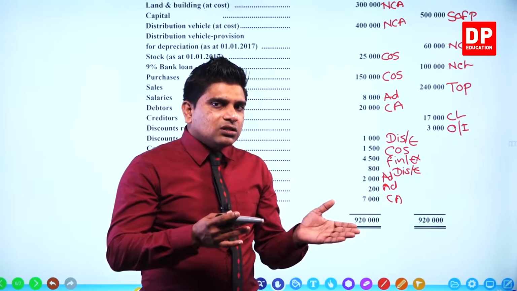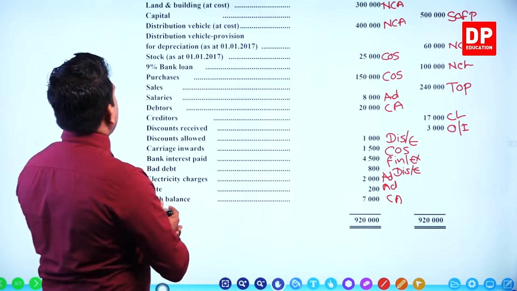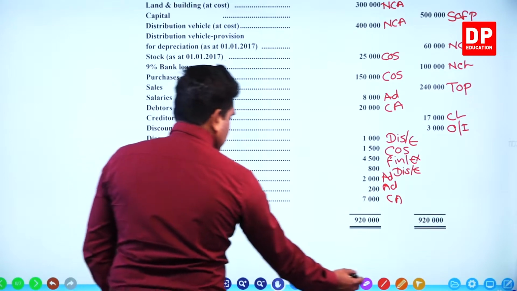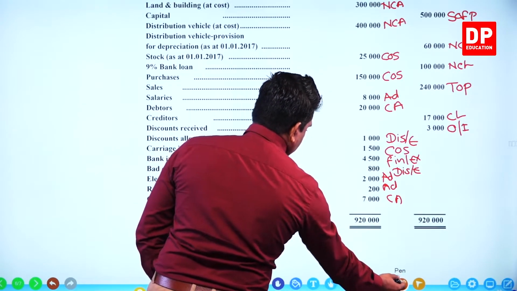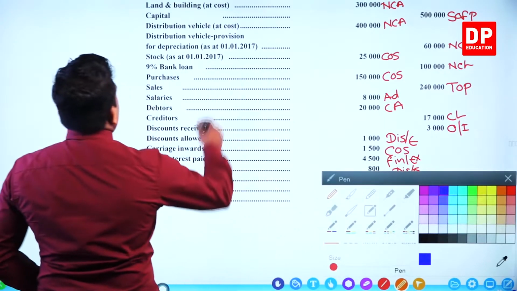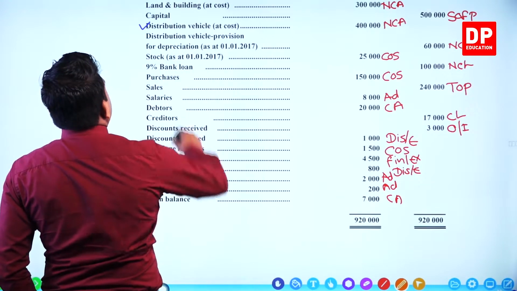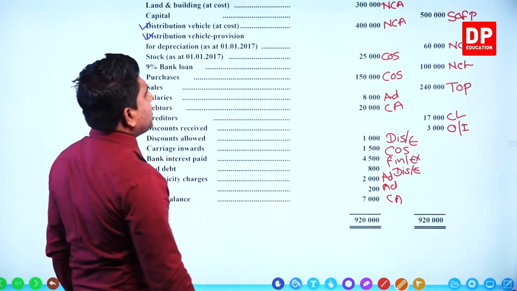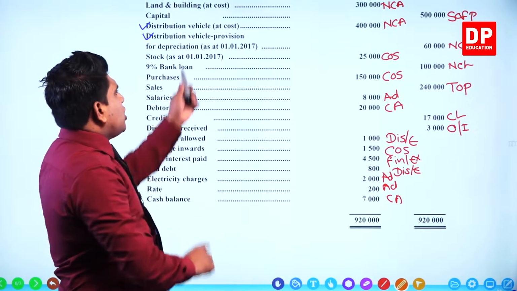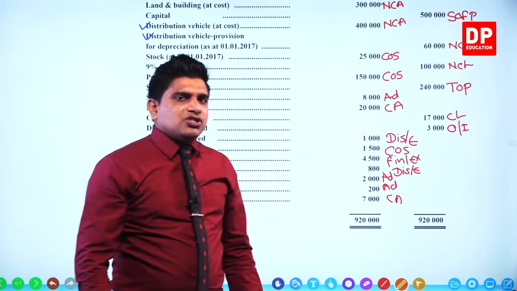Not the cost. There are two distribution vehicles. What is that? See here. I taught you, you pay high attention here, right? When you refer to this one time, this is a distribution vehicle. This one also is a distribution vehicle. Some students take what? Not the cost, they take the provision for depreciation value.